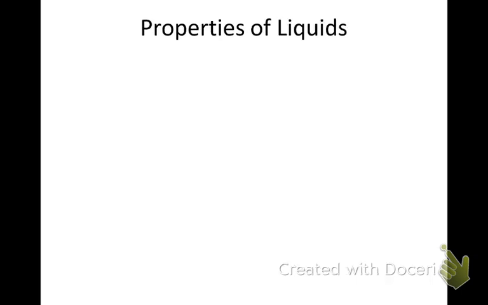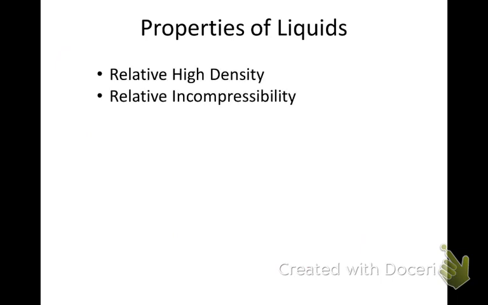Okay, so next, I think there's two slides left. One's properties of liquids and one's properties of solids. So let's quickly talk about the properties of liquids. Liquids have a relatively high density, and we just talked about their relative incompressibility, so they don't compress very easily. They do have an ability to diffuse, so they can spread out and diffuse through different things.